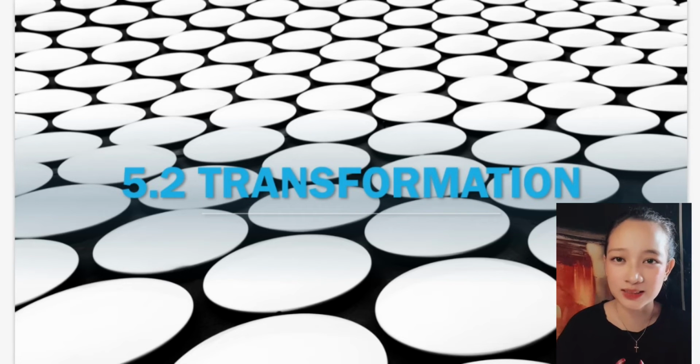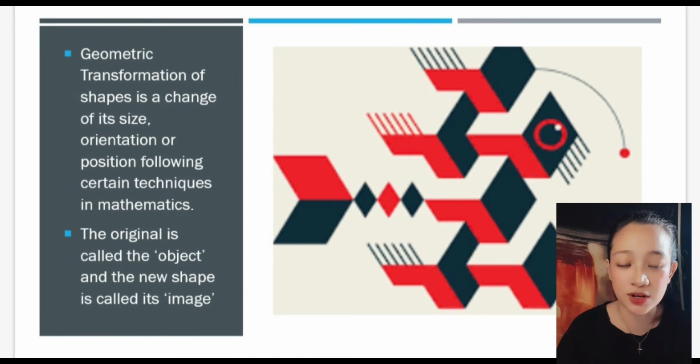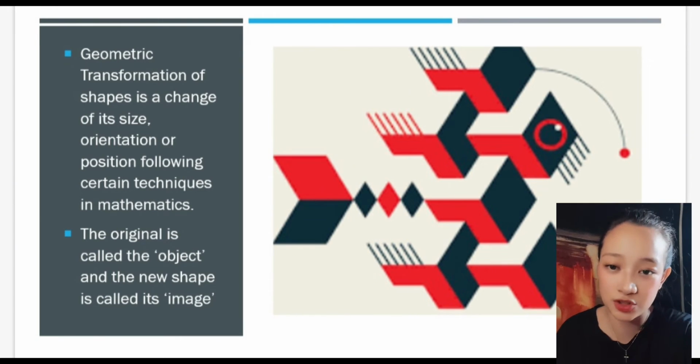And now I'm gonna discuss the transformation of geometry. Why is it important to understand the geometric transformations? So first, geometric transformation of a shape is a change of its size, orientation, or position following certain techniques in mathematics. The original is called the object, and the new shape is called its image.